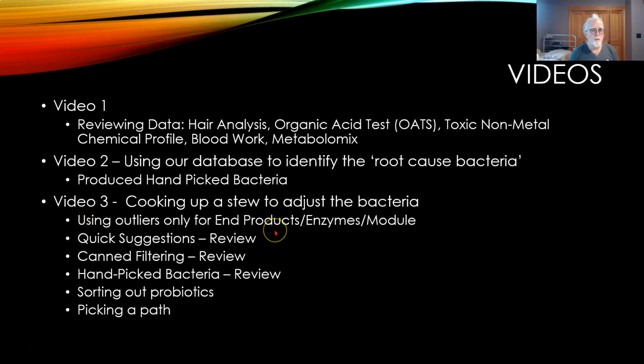So we are basically going to go through 6 things quickly, using outliers only for end products, enzymes, and modulators. Quick suggestion, quick review of what it suggests, canned filtering, hand-picked bacteria, which is what we have done here, and we will actually add a few more items from the canned filtering, from the first item from the end products. We're looking for outliers. Sorting out the situation with probiotics.